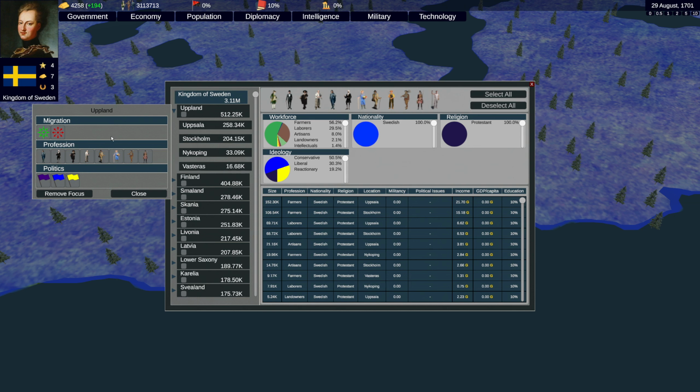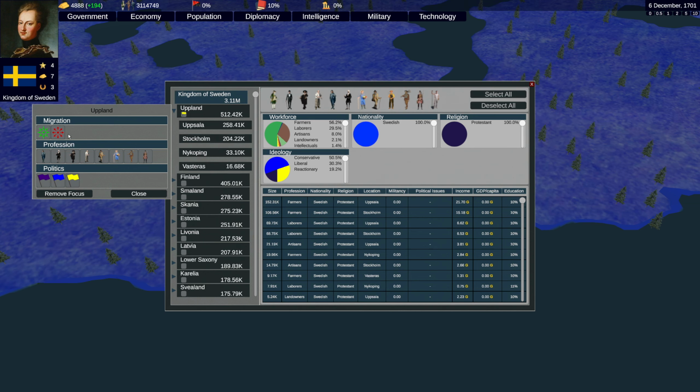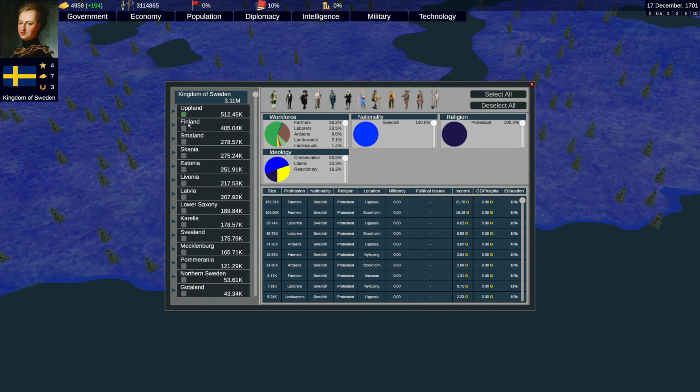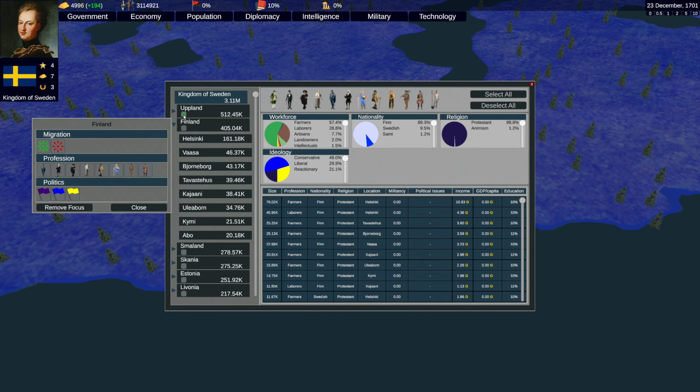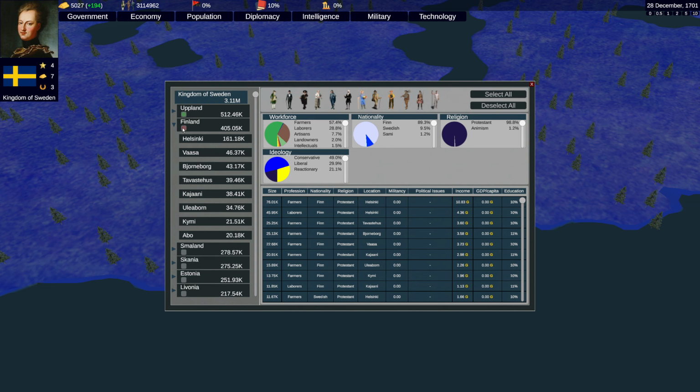For example, you can steer your population towards certain professions, you can also steer your population towards a certain ideology, and you can also influence your population towards migrating or emigrating from a province. For example, in this instance, I am going to try and get some of Finland's population to migrate away from Finland and into my capital region. So I'm going to give Finland an emigration focus and Upland an immigration focus.